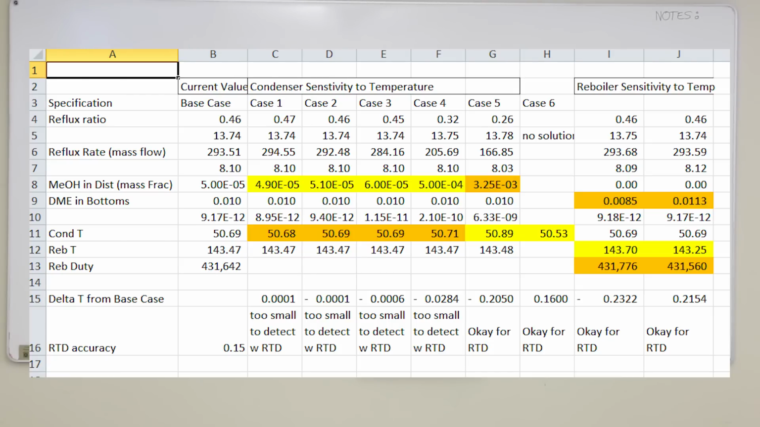What I did finally do is I said, okay, what if the temperature is 0.15 degrees or a bit more in terms of temperature up? How much methanol am I going to have in my overhead? And I'm way up. I'm a lot higher actually.